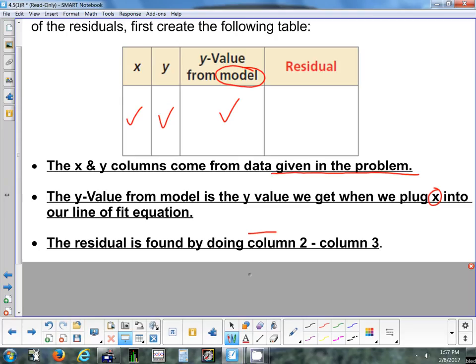So this is the formula to find the residual. This is column 1, 2, 3, 4. Subtract the y value minus the y value from the model. Column 2 minus column 3. You do that for each value. And you're going to put the answer in that column.